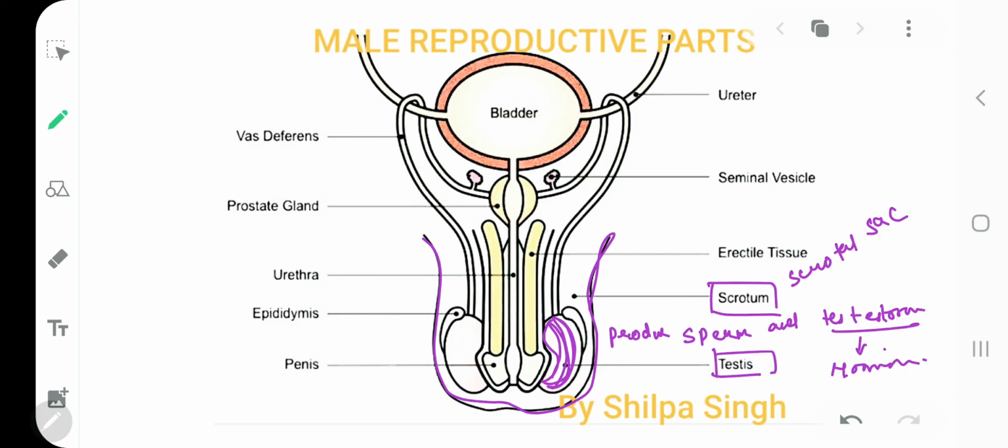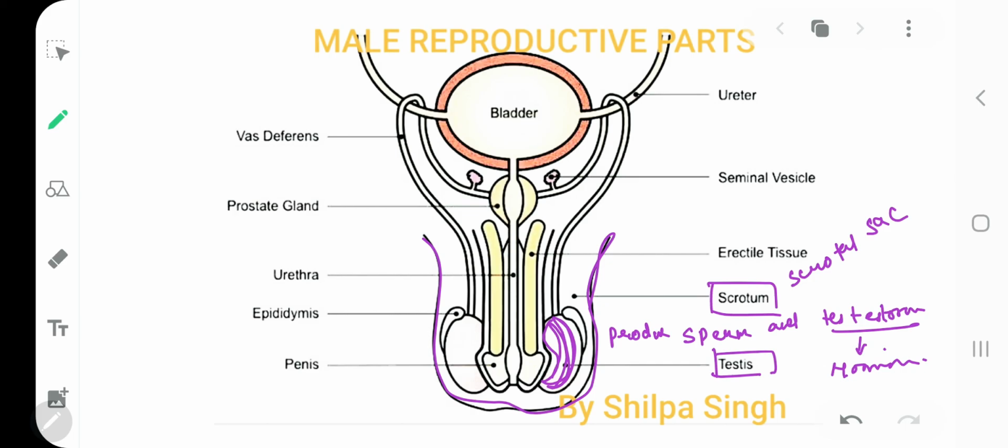Getting my point clear? And then the importance of the scrotum is that if your body temperature is high, the sperms which are produced in testes will not survive. In fact, they will not mature in higher temperature. So that's the reason you have the scrotum and testes outside the body, so that the body temperature will not have any impact on the testes. Getting my point?